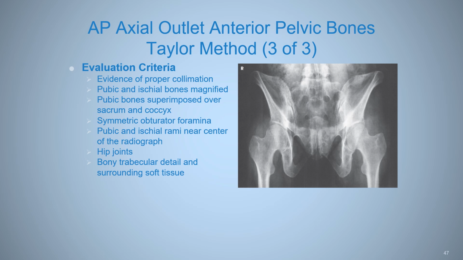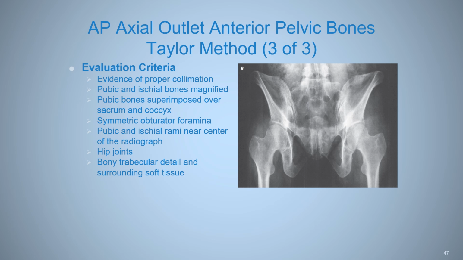Pubic bones superimposed over sacrum coccyx. Pubic bones and ischial bones magnified and not foreshortened. You shouldn't see anything overlapping the entire ischial ramus, nothing overlapping the entire inferior ramus. Slight overlap of the SI joint with the superior ramus. Okay.